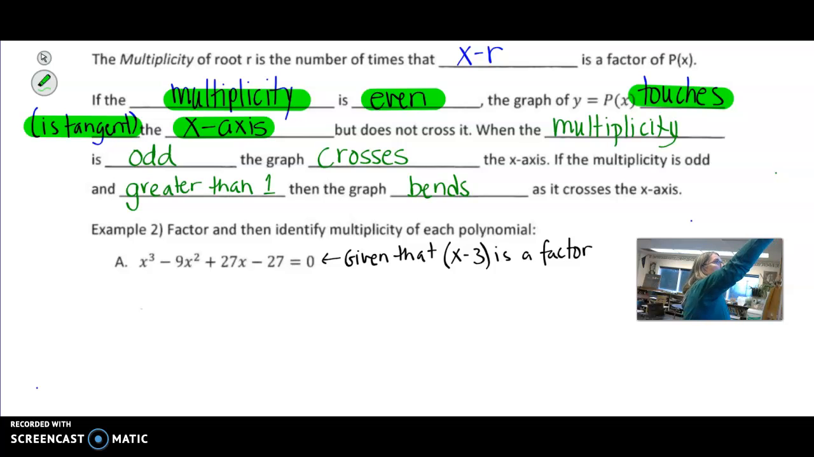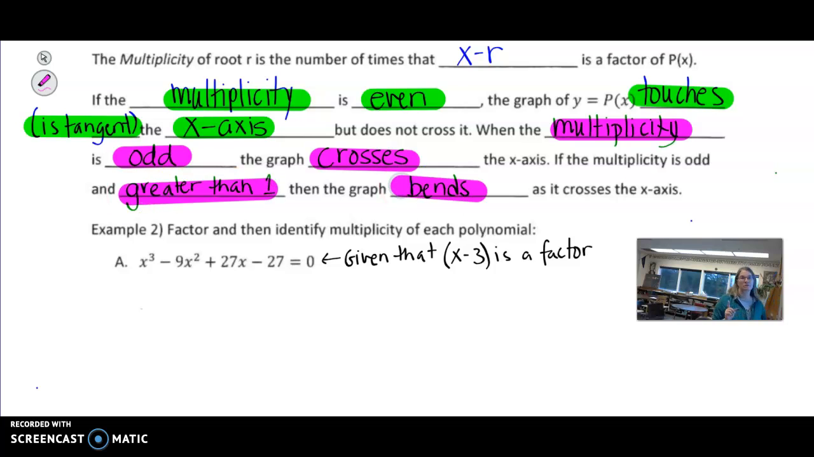And then when the multiplicity of a root is odd, the graph is going to cross the x-axis. And if the multiplicity is odd and greater than 1, it's going to also cross through, but also have a little bend when it crosses the x-axis. Okay, so we're going to do example 2a. And if we look at this, it says, factor this given that x minus 3 is a factor.